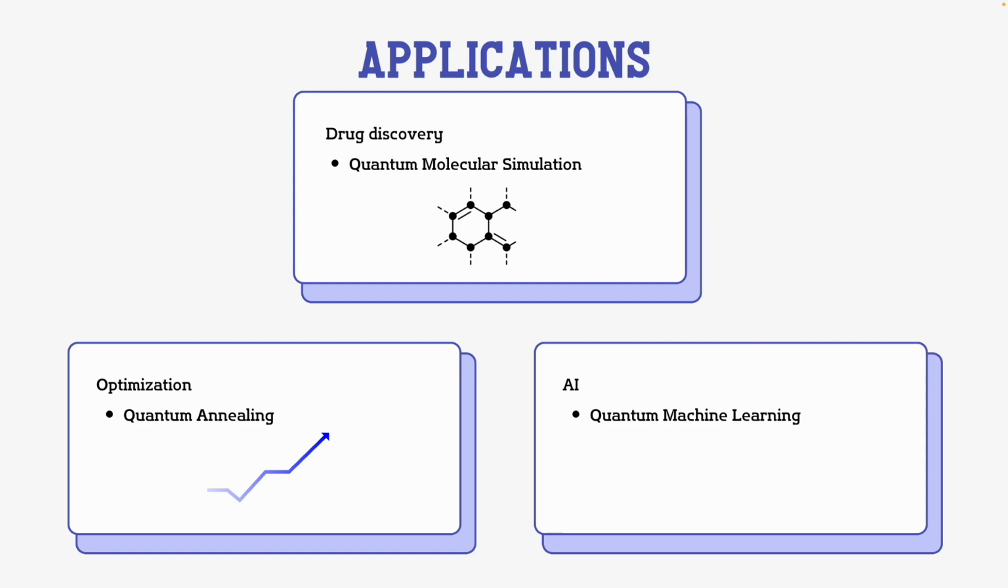The last example is quantum machine learning. Quantum machine learning algorithms leverage the computational advantages of quantum computers to improve the training and inference process of machine learning models. For example, quantum computers can efficiently process large data sets and explore high-dimensional feature spaces, leading to more accurate and efficient AI models. Quantum algorithms like quantum support vector machines and quantum neural networks hold promise for enhancing AI capabilities across various applications.